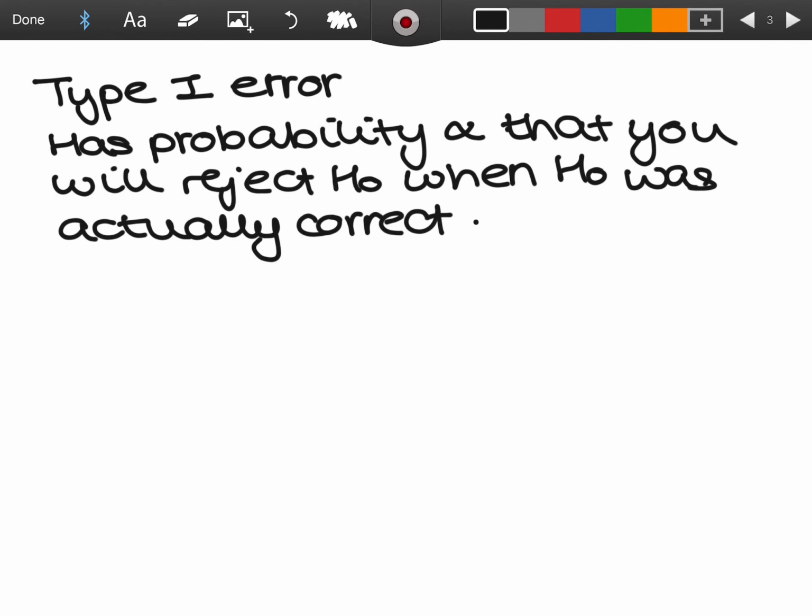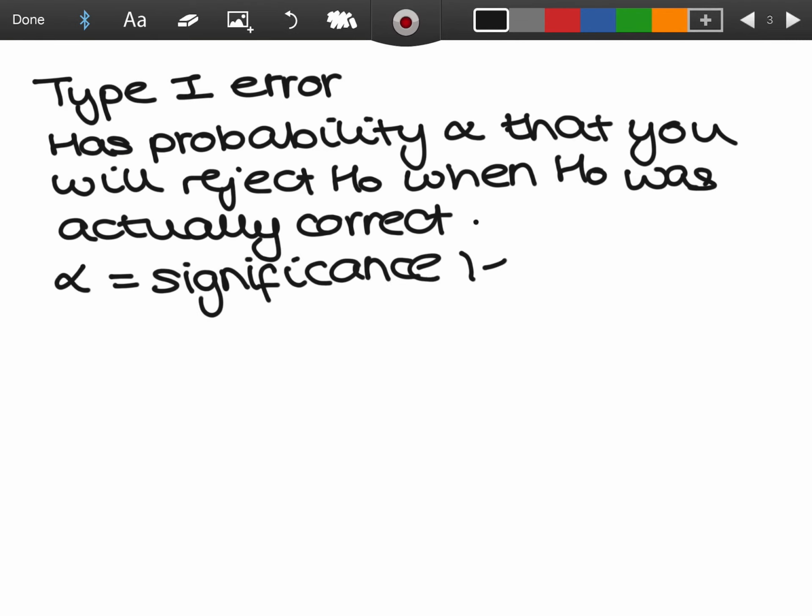So type 1 error is where you've said, okay, from the data that we have now seen, this new data that has come in, we're actually going to reject our null hypothesis in favour of the alternative. If that was actually the wrong decision, then that thing is a type 1 error and it has a probability of alpha of happening. That alpha is called the significance level of the test, and we will come across that in 11.2. So the probability that you will actually have a type 1 error is alpha.